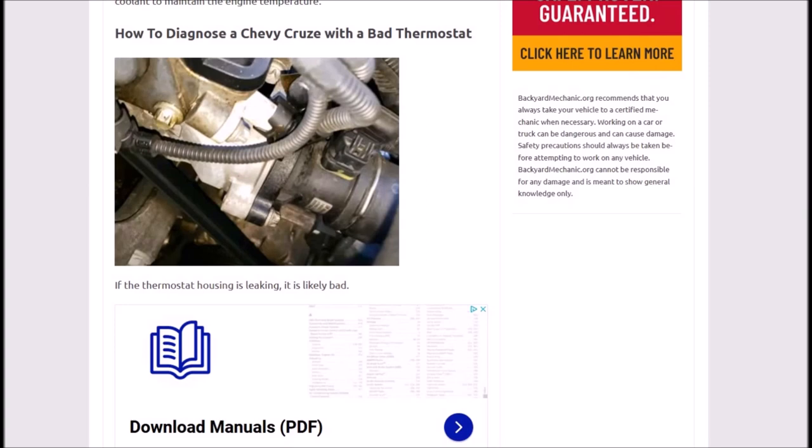So how can you go about diagnosing a Chevy Cruze with a bad thermostat? Well, first of all, look around the housing of the thermostat. It likely will be leaking if it's bad. You know, not all the time, but a lot of times it does.